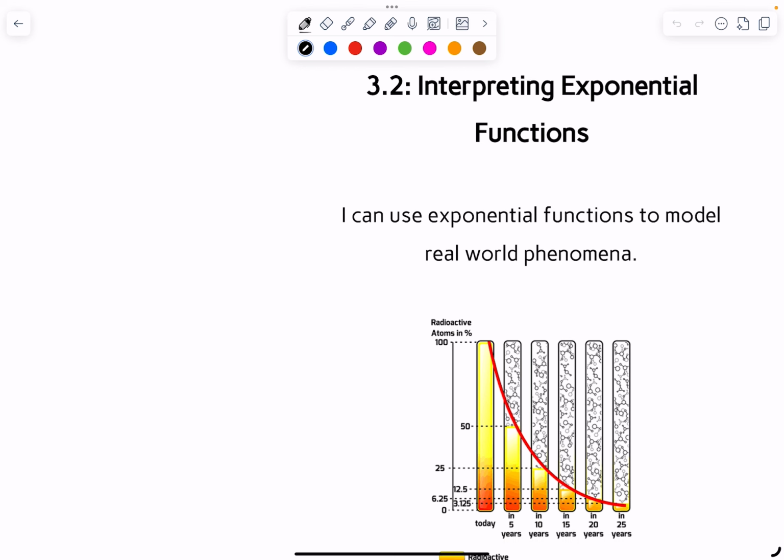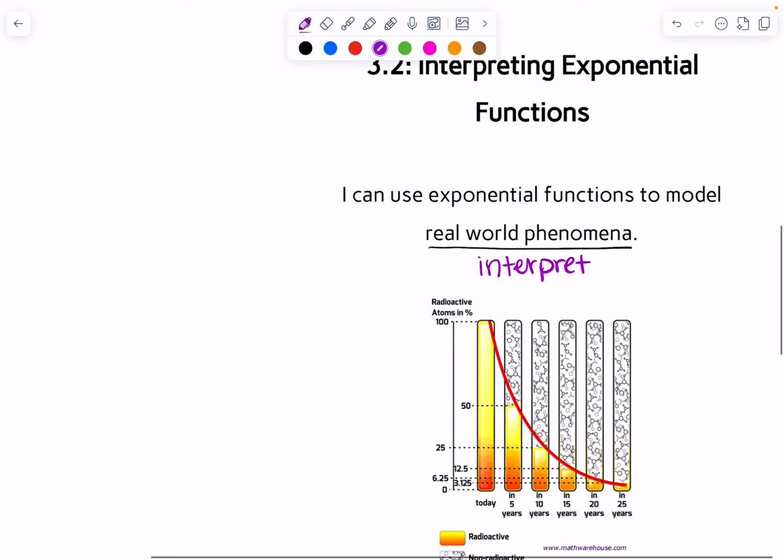Our 3.2, interpreting exponential functions. We're still using the same learning target. I can use exponential functions to model real-world phenomena. And the fact that we are modeling real-world phenomena is a really key reason why we want to be able to interpret these exponential functions. Because a function by itself is all good and great, but what does that actually mean when we're looking at a function that models something real?